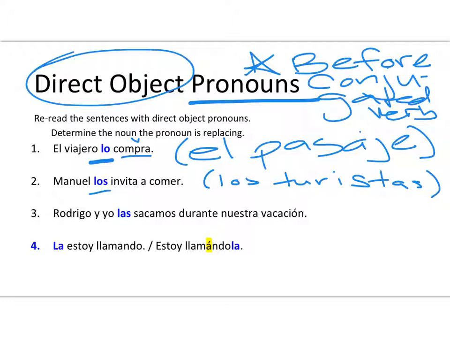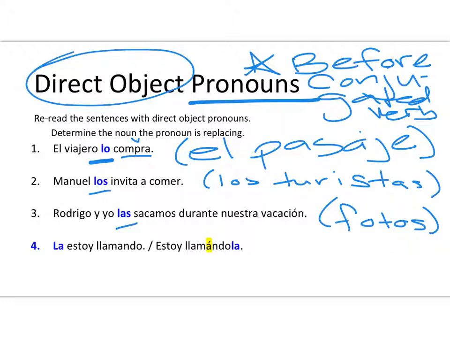Número 3. Rodrigo, yo las sacamos durante nuestra vacación. Las replaced what noun? Photos. Okay, so let's go back to número 1. Lo replaced el pasaje. That makes sense because el pasaje is singular or plural? Singular. Masculine or feminine? Masculine. We can tell it's masculine because why? El. So lo would be the masculine singular direct object pronoun, right? Does that make sense? Did you notice that? Maybe not, but now you do.